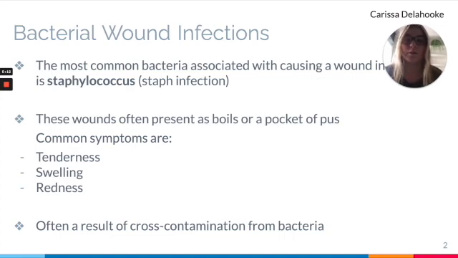I will be talking about bacterial wound infection. The most common bacteria associated with causing a wound in humans is Staphylococcus, which is often referred to as staph infection. These wounds often present as boils or a pocket of pus. Common symptoms are tenderness, swelling, and redness of the area. This is often a result of cross-contamination from bacteria, such as Staphylococcus.